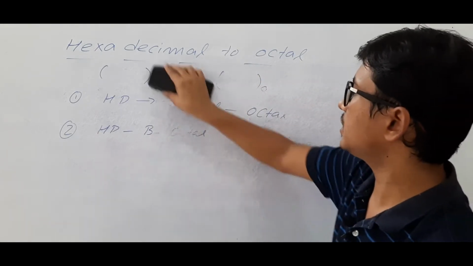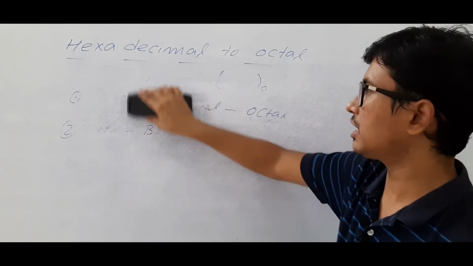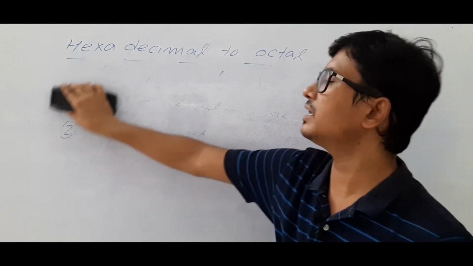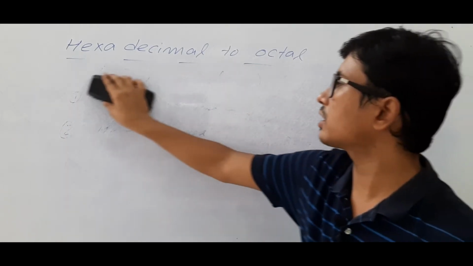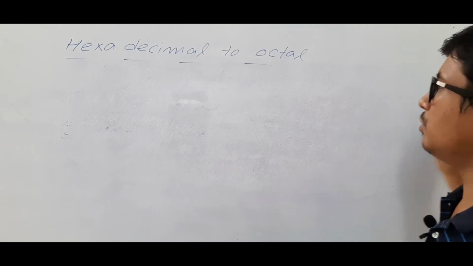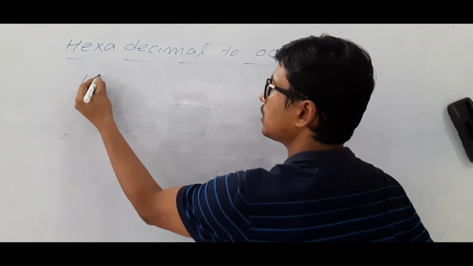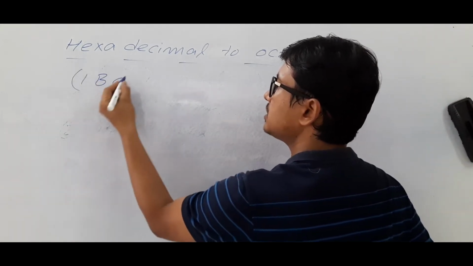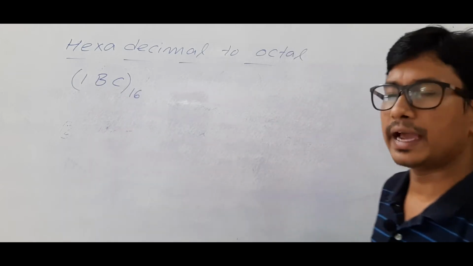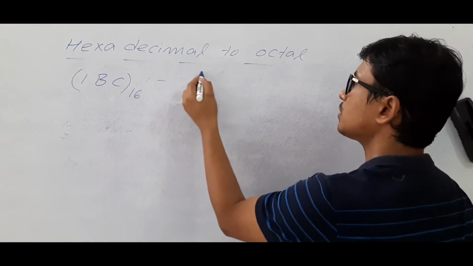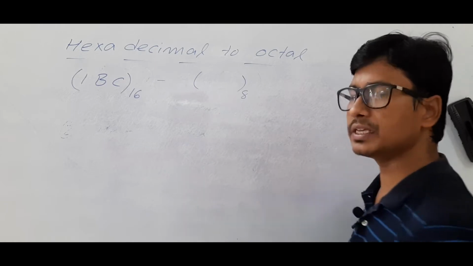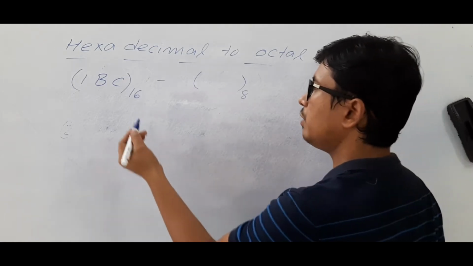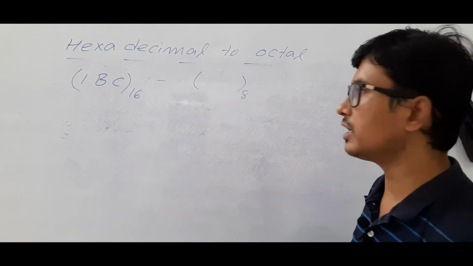How to do it: from hexadecimal I will convert into binary, and from binary I will convert into an octal number. So now we will take an example. I will take 1BC, which is a hexadecimal number. I want to convert it into an octal number, base 8. So how will I do it? First I will convert it into a binary number.